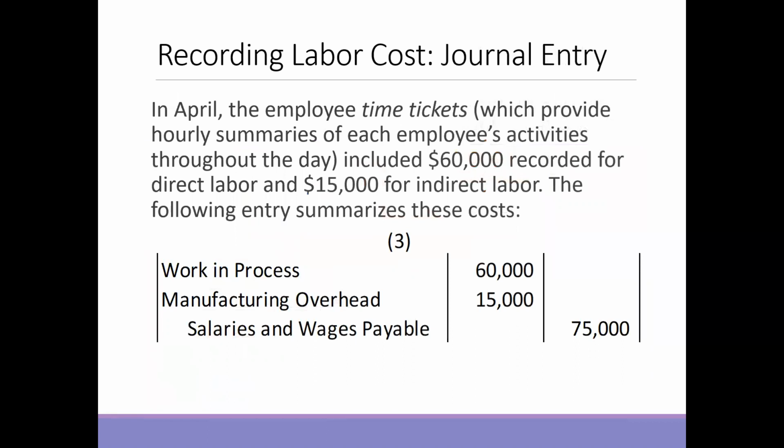So in April, the employee time tickets, which give us those hourly summaries of the activities, included $60,000 recorded for direct labor and $15,000 recorded for indirect labor. So the journal entry would be work in process for $60,000. That directly links to the job. But that indirect labor of manufacturing overhead goes for $15,000 right into the overhead account. And again, we credit our salaries and wages payable.